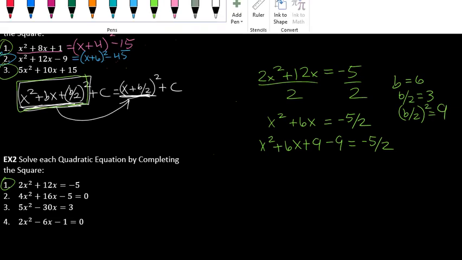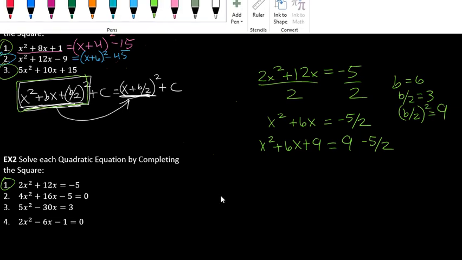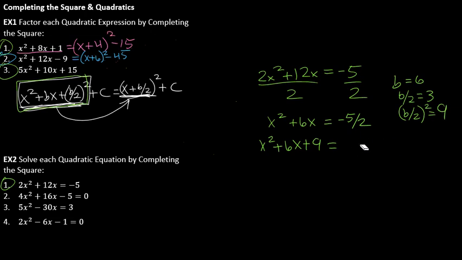Or you could just think of it as, well, what I do to one side, I do to the other, right? So you could go ahead and just say that you're going to add 9 to both sides. Okay, however you want to do it. I'm going to go ahead and do it this way because it's going to save me some steps. So we're just going to say -5 halves plus 9. And again, I'm treating it as what you do to one side, you do to the other. So this is now a completed square.